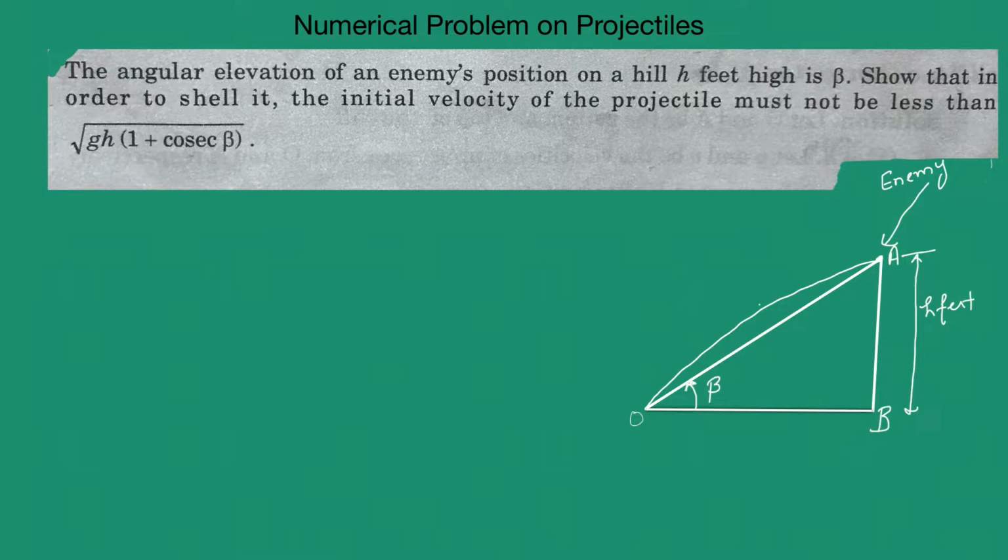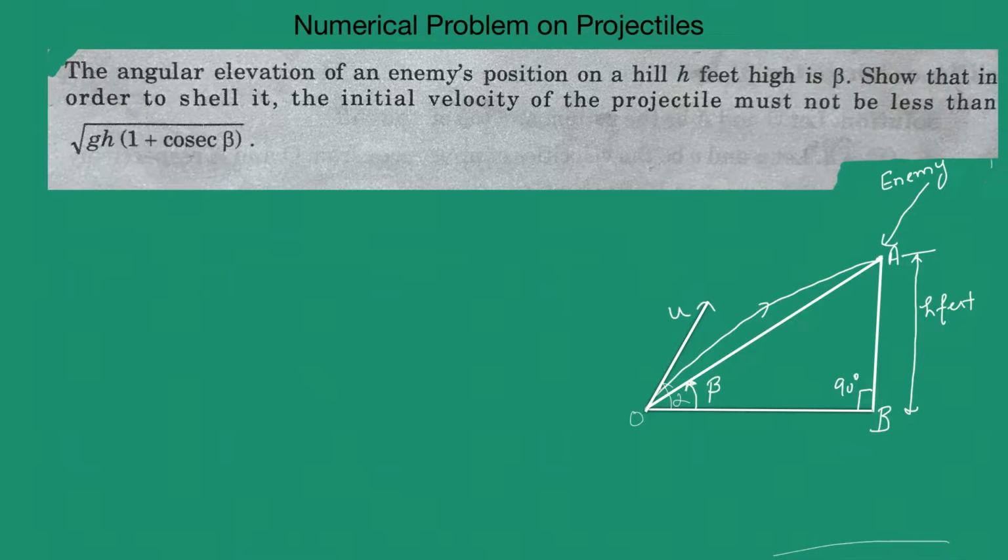So this is the projectile projected with velocity u, and the angle of projection is alpha. We have to prove that this velocity of projection, the initial velocity, must not be less than this factor.